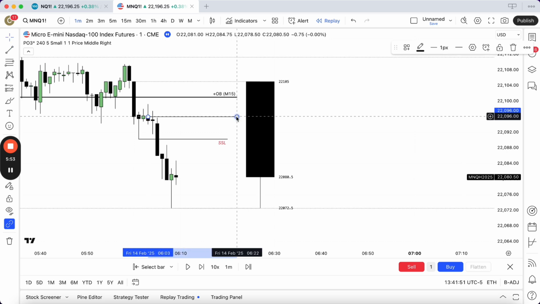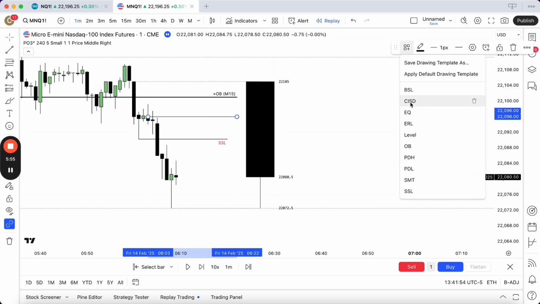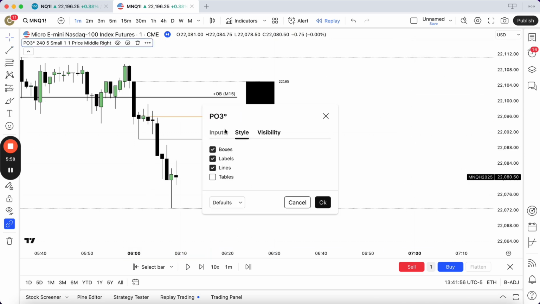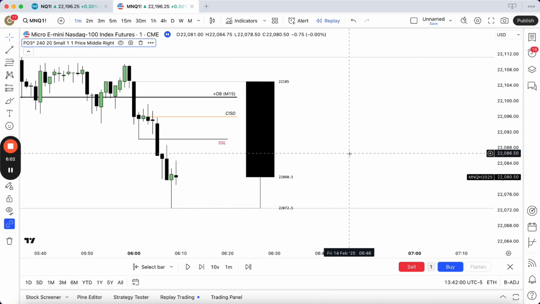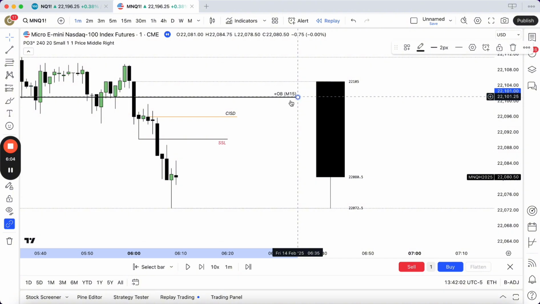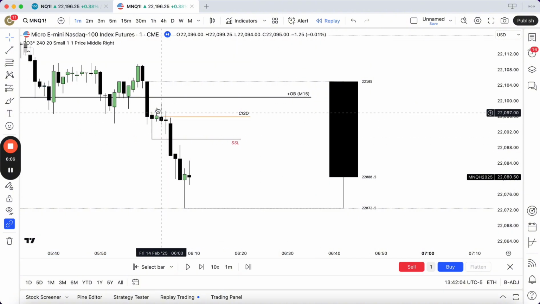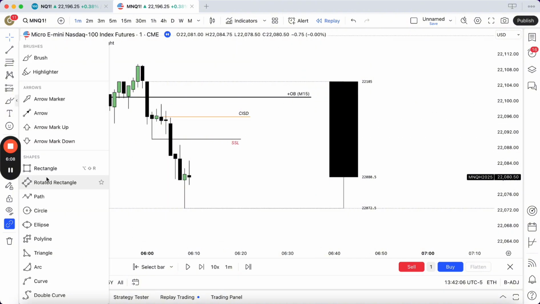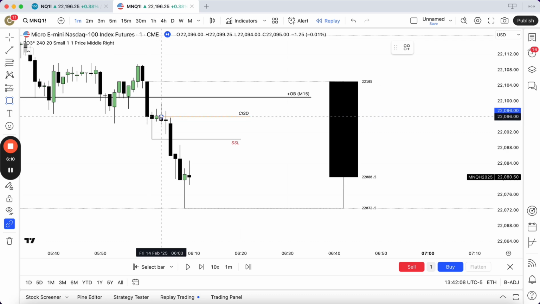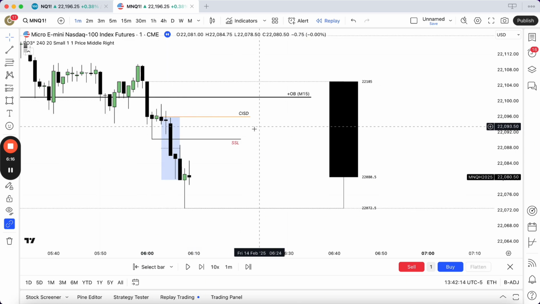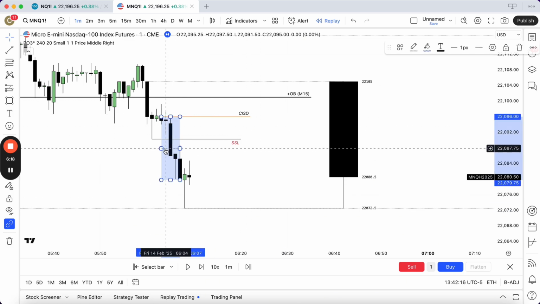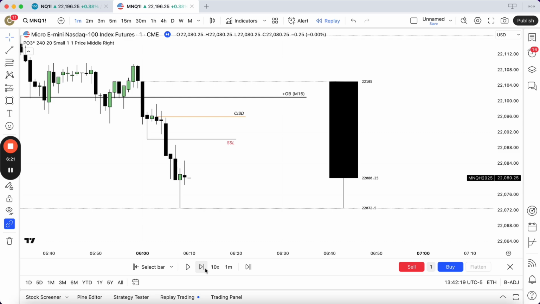Why? Because a change in state of delivery is a candle closure. A bullish change in state of delivery is a candle closure above the series of down close candles that swept lows, right? So this is the series of down close candles that swept lows. As you can see, it swept the sell side liquidity. So a closure above this level would be a change in state. So let's see what happens.